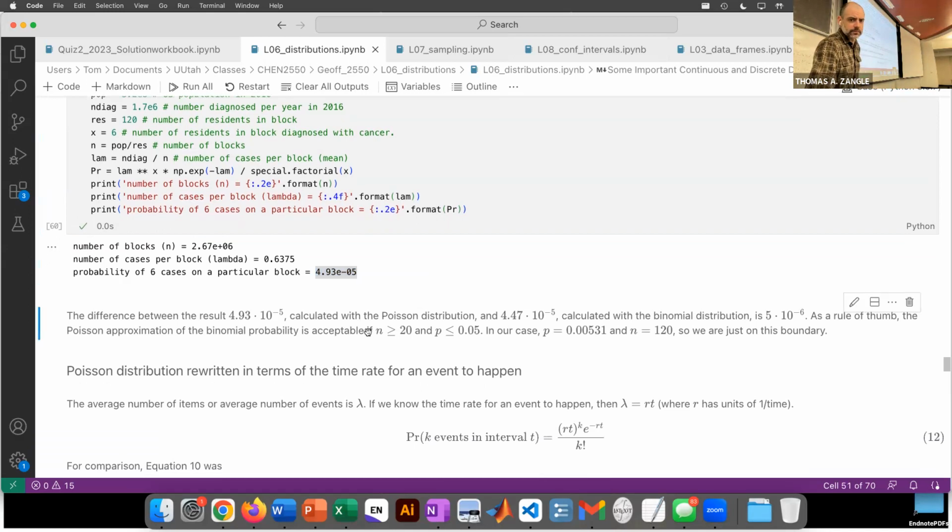The rule of thumb for using the Poisson approximation of the binomial is that n should be greater than or equal to 20, and the probability of any given event should be less than about 0.05. Under those conditions, the binomial distribution is pretty well approximated by Poisson. If we look here, the probability of any individual being diagnosed with cancer in a given year was 0.005, and our n was 120. So we're just on this boundary as far as the probability is concerned.